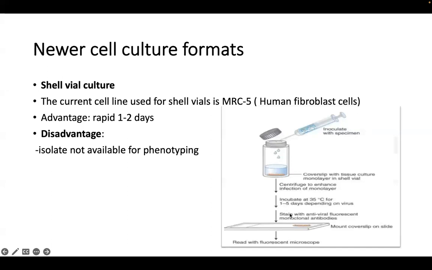And then once the virus has infected the monolayer cells, you stain it with antiviral fluorescently marked or tagged monoclonal antibodies. And then on the cover slide, you now view this using a fluorescent microscope. So the presence of fluorescence under the microscope is indicative of the presence of the virus in that particular specimen.